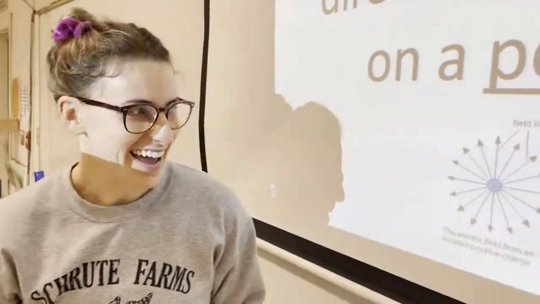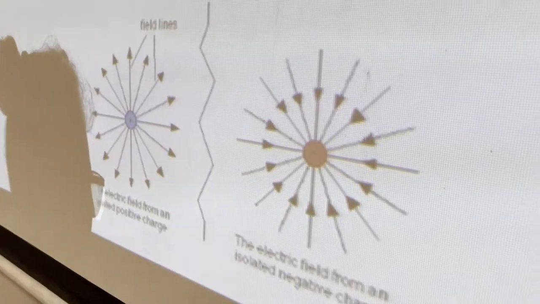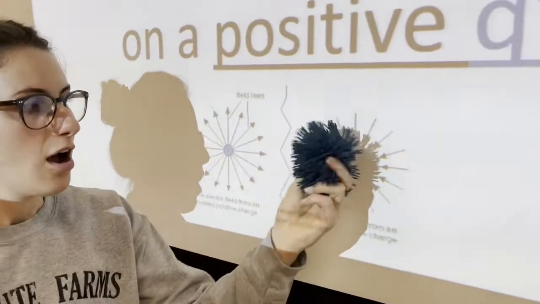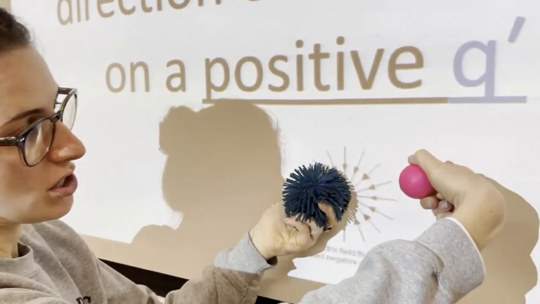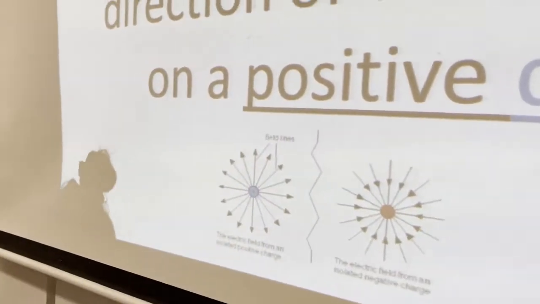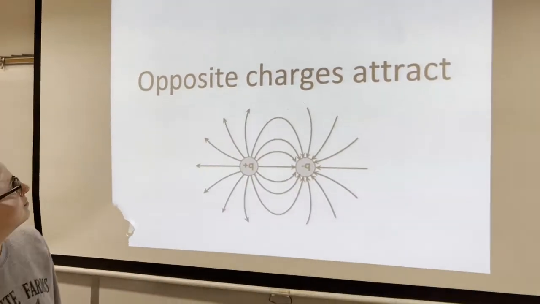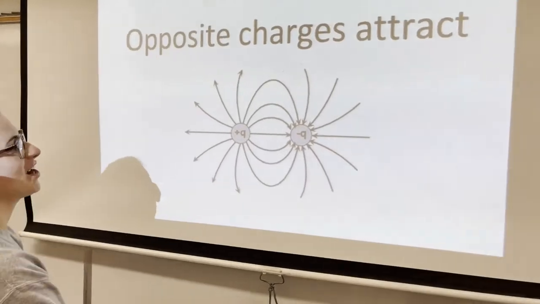Okay, and from this one, the electric field from an isolated negative charge, so now our originating charge is negative, this is always positive, and now we've got attraction. Opposites attract. Opposite charges attract, right?